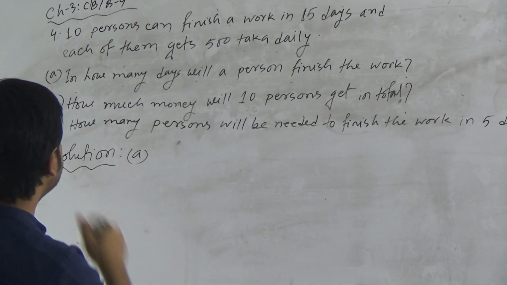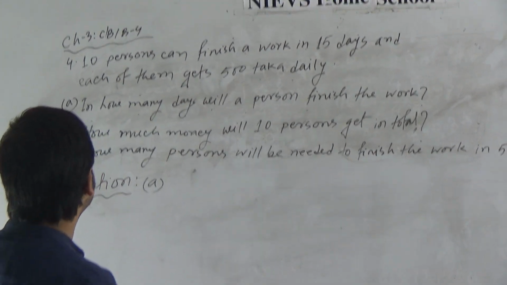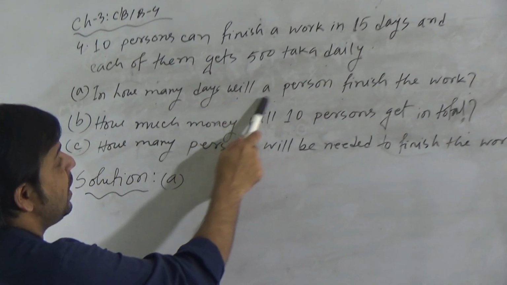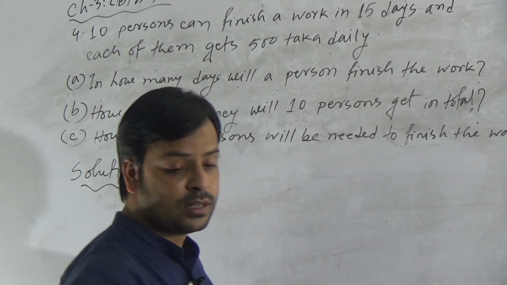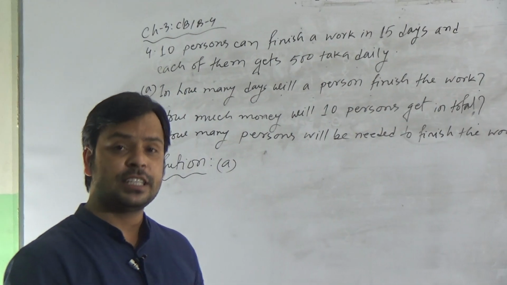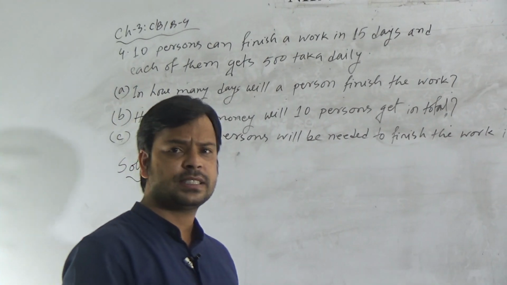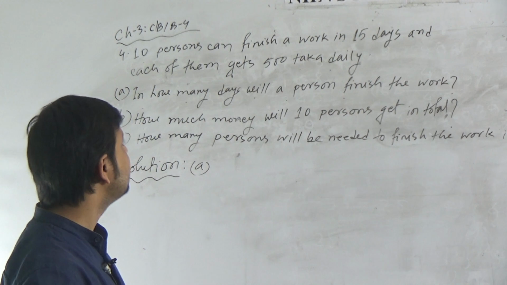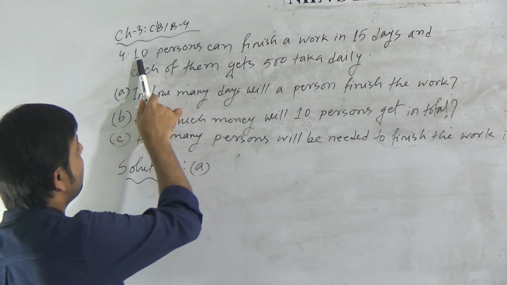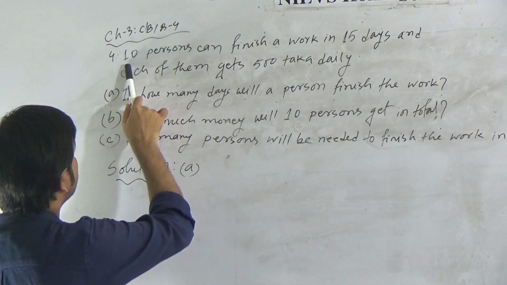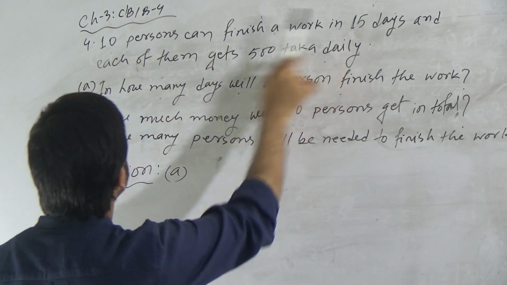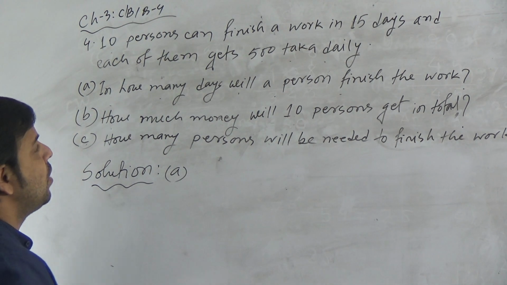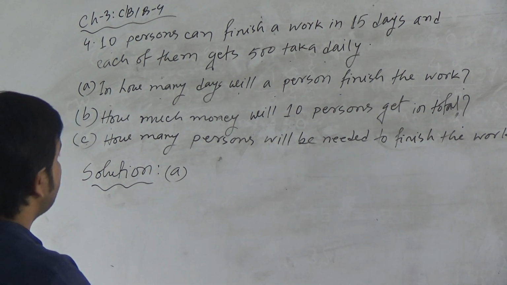First question A. What is question A? Question A is, in how many days will a person finish the work? It means that one person can finish the work in how many days? We have to find out the number of days. Here we can see the information from the stream. 10 persons can finish a work in 15 days. So we have to find out one person can finish the work in how many days.